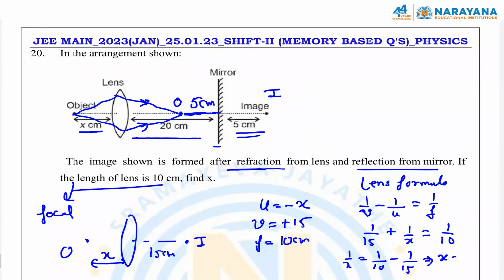And this will give you x as 30 centimeter. So the value of x will be 30. They have already mentioned the unit, so all you need is to write 30.